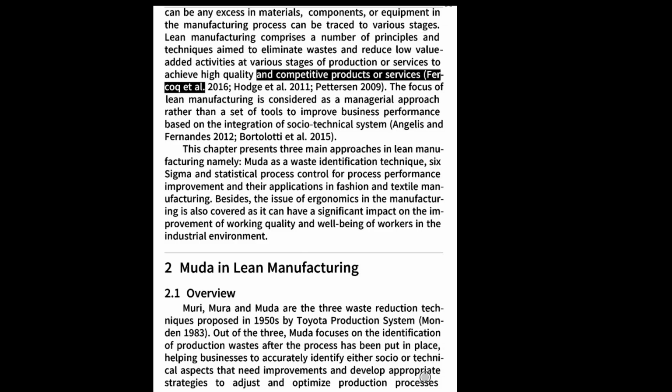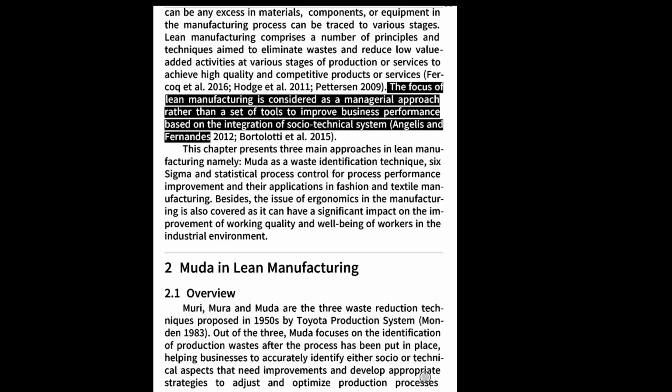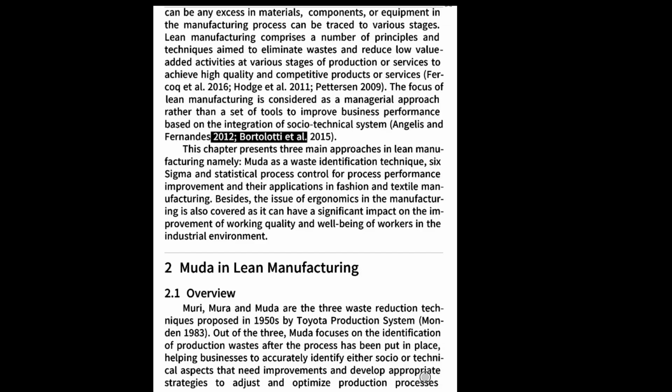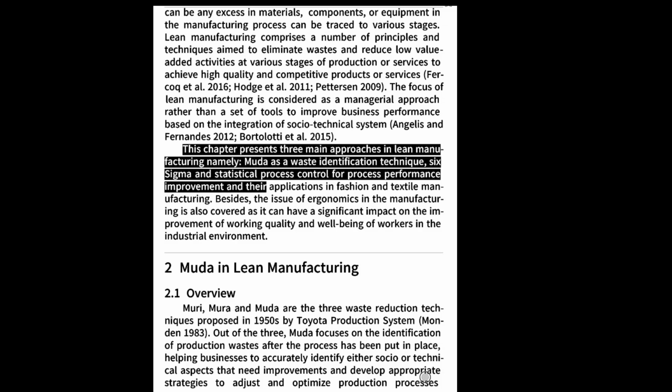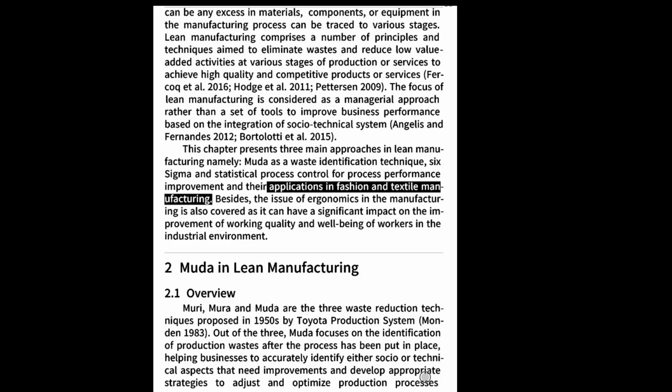For Koch et al. 2016, Hodge et al. 2011, Petersen 2009, the focus of lean manufacturing is considered as a managerial approach rather than a set of tools to improve business performance based on the integration of socio-technical system (Angelis and Fernandes 2012; Bortolotti et al. 2015). This chapter presents three main approaches in lean manufacturing, namely, MUDA as a waste identification technique, Six Sigma and statistical process control for process performance improvement, and their applications in fashion and textile manufacturing.